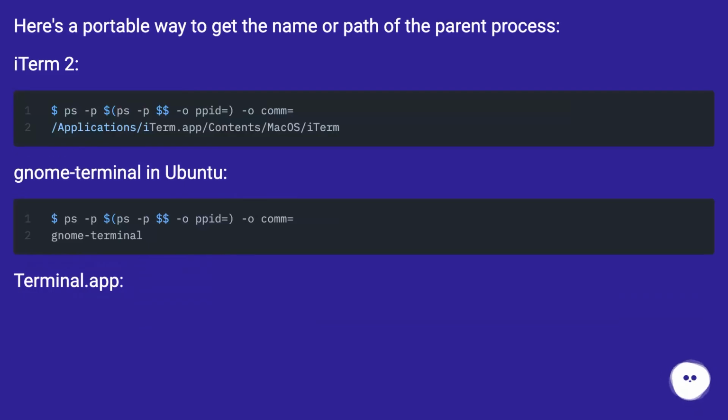Here's a portable way to get the name or path of the parent process. iTerm2. GNOME Terminal in Ubuntu. Terminal.app.